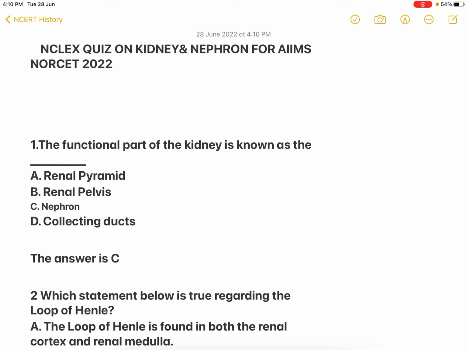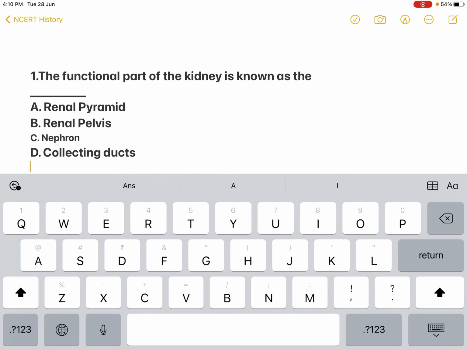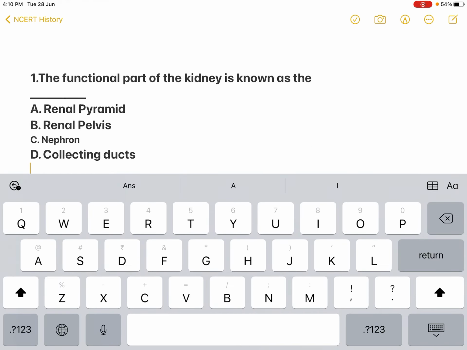Today we'll be discussing an NCLEX quiz on kidney and nephron for AIIMS NORCET 2022. We'll be discussing 7 questions today. All these questions are very important, especially for AIIMS 2022. First question is a simple and very common question.